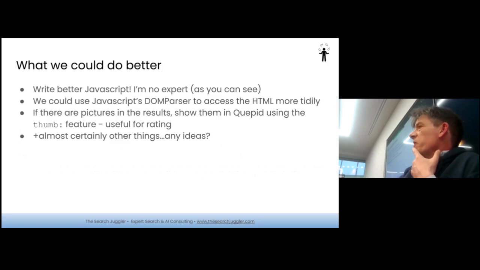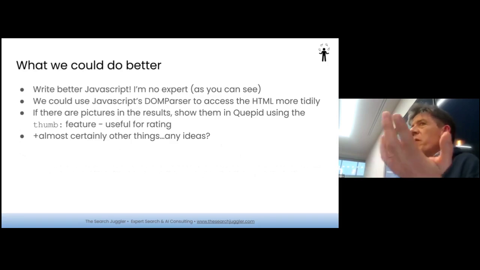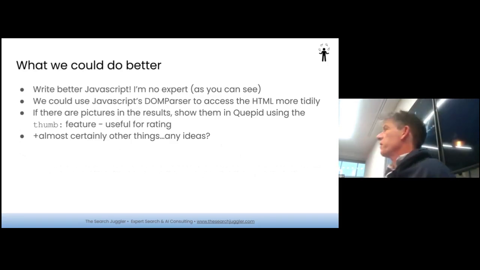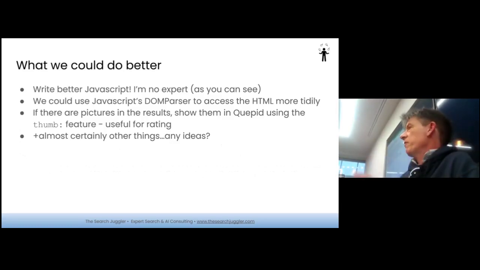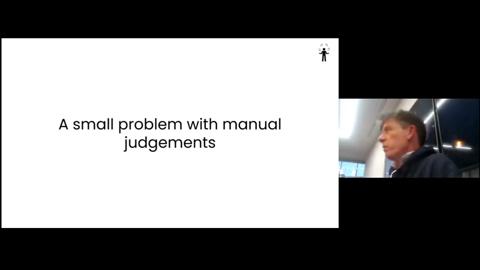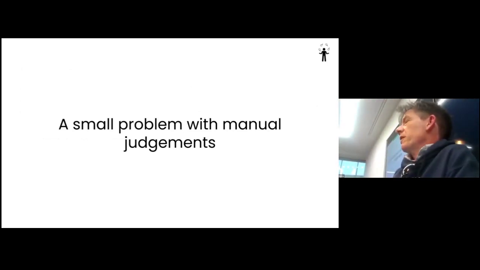So how can we make this better? Firstly, write better JavaScript, as you can no doubt. We could use the DOM parser and get beautiful structured data out of this. There's another cool feature with Cupid: if you can get pictures, you can show them in the search results. And that's really useful as a visual cue when people are judging search results, especially on something like an e-commerce site. Now, the LSE has not got any pictures, but on lots of other sites, they have pictures of products and things like that. So for judges to be able to measure it, it's much better. There's almost certainly many other things we can do. But there's a small problem with manual judgments, which is they're not very exciting to do.